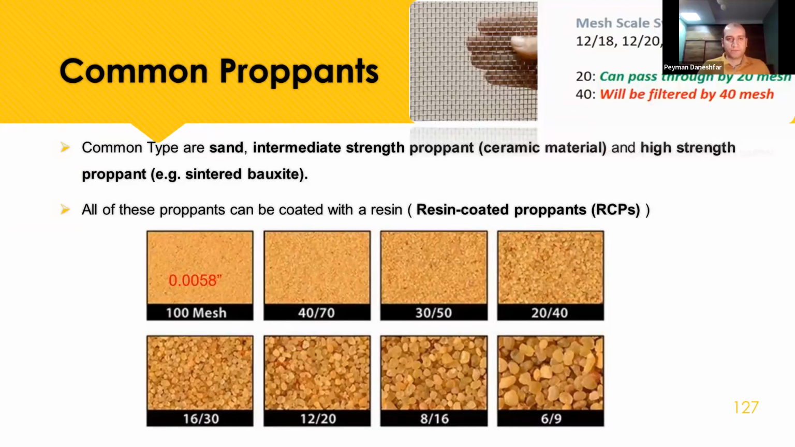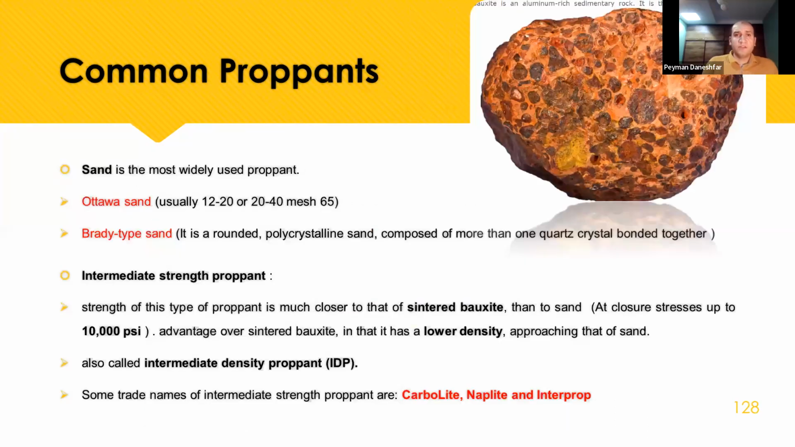So now, what is the definition of sand, intermediate and high strength, and resin-coated proppant? What is the sand? We can use some famous sand, Ottawa sand and Brady type sand.